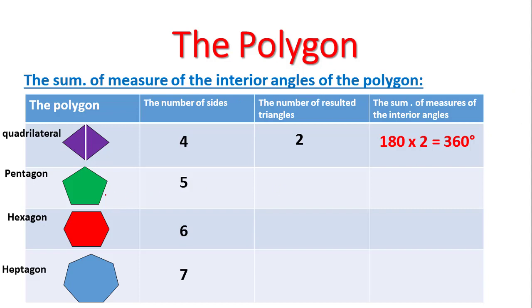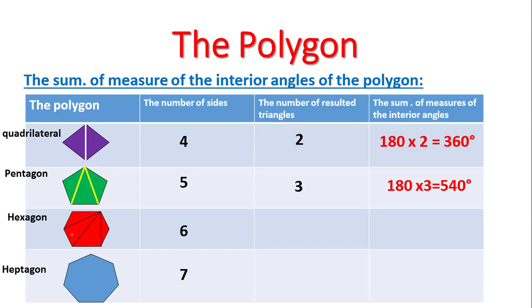360. What about pentagon? We can divide it from one vertex. I'll draw lines to divide this pentagon into triangles. We have 3 triangles here. Okay, so I'll multiply 180 times 3. What about hexagon? Also, I'll choose one vertex and I'll draw lines.